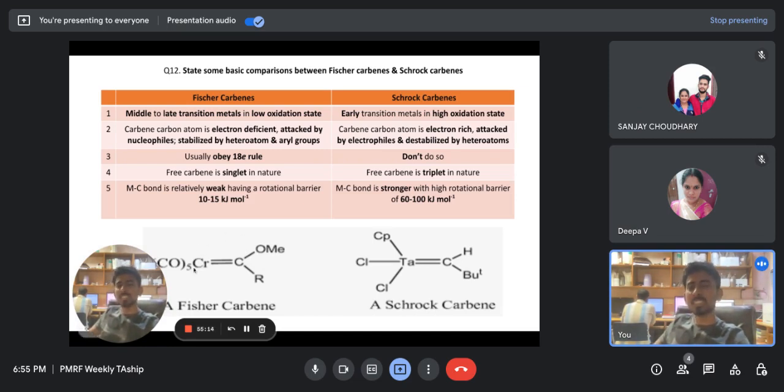But in this case the thing is reversed. In case of Fischer carbene, the metal is actually negatively charged and the carbon is electronically deficient. That's why the bond strength between the chromium and the carbon is not that high. That's why the bond is quite weak.